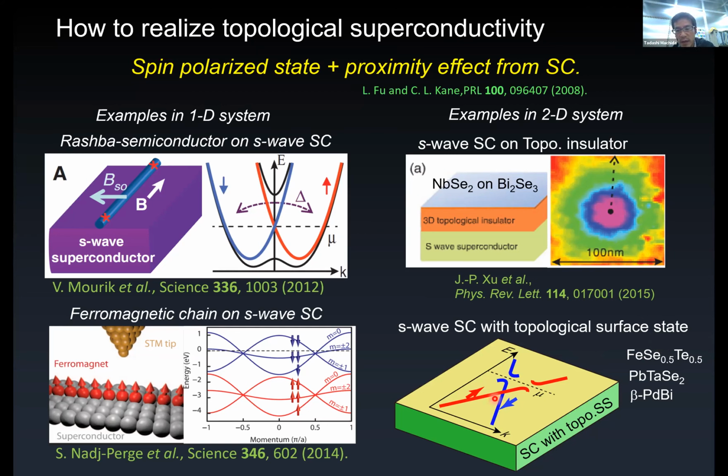So in this system, we have the spin polarized topological surface state, as shown here, on the surface of this material. And then the bulk is superconducting.